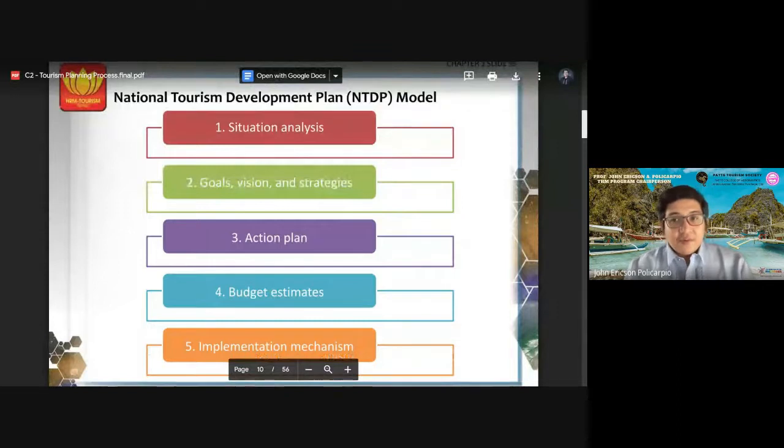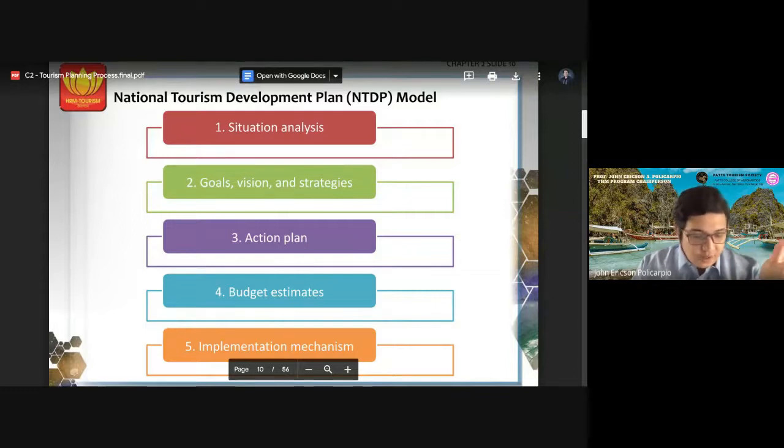Okay, so as what we all know, then NTDP is a comprehensive 5-year plan. Okay, which basically helped us towards understanding how we move further as a tourism industry of national scope. Okay, and basically the methods that they are actually using are as follows. We have the situation analysis, which means to say understanding the present situation of the tourism industry as well as the historical backgrounds. Second, syempre setting goals, visions, and strategies. Third is the action plans that you will be doing.